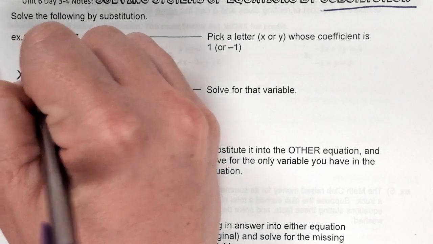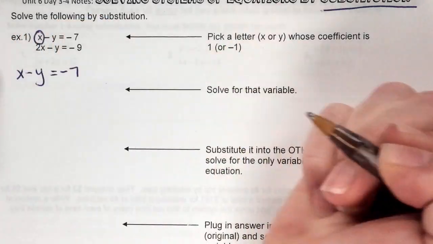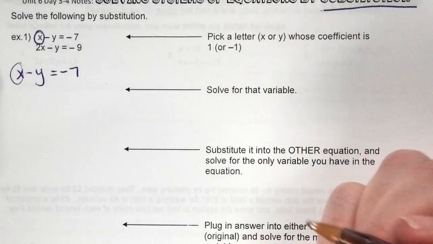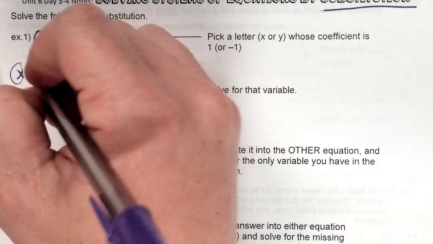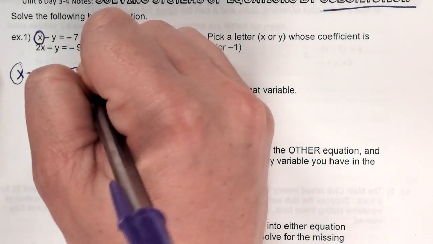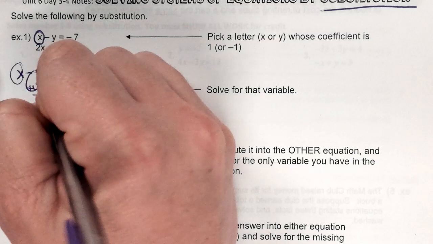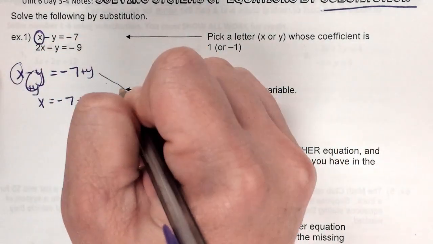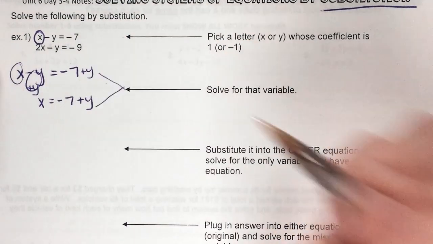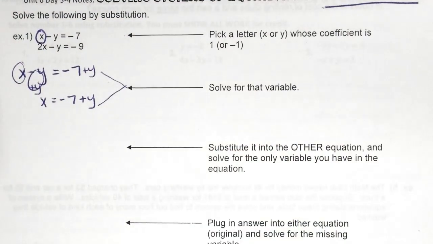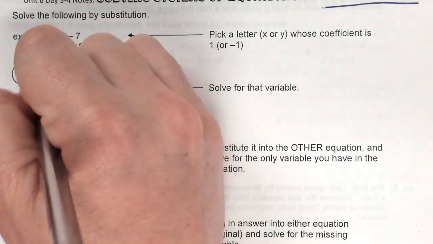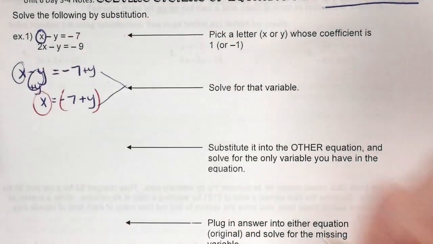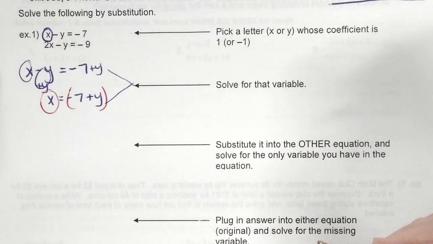So I need to get that by itself. So I have X minus Y equals negative 7. How do I get this X alone? So now I have X equals negative 7 plus Y. So this is my substitute. I always circle my letter, and what it equals is your substitute, because if they're equal, they're the same.